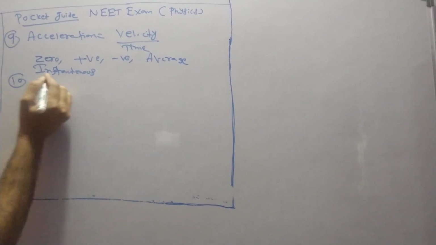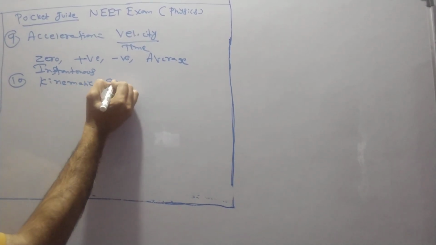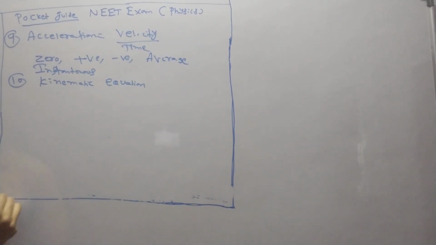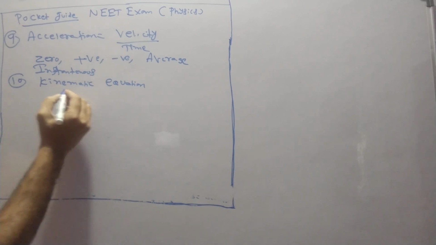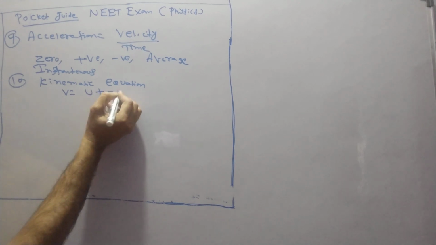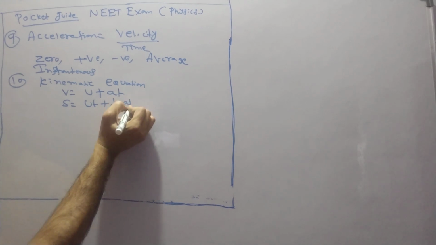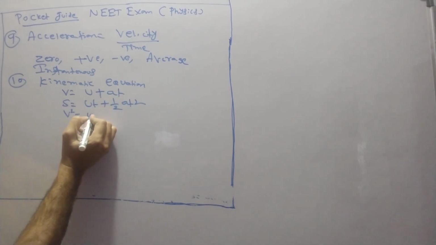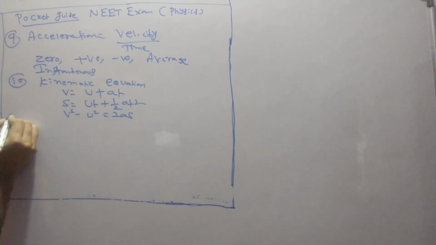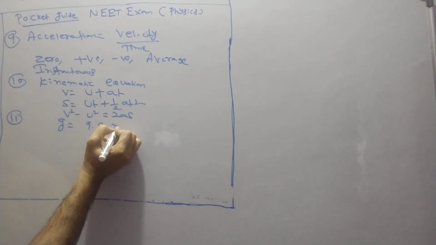Next is 10th point, kinematic equations. Whenever the motion of the body is in a straight line, these equations are valid. Very standard equations: v equal to u plus at, s equal to ut plus half at square, v square minus u square equal to 2as. 11th one, you know acceleration due to gravity g equal to 9.8 meter per second square.